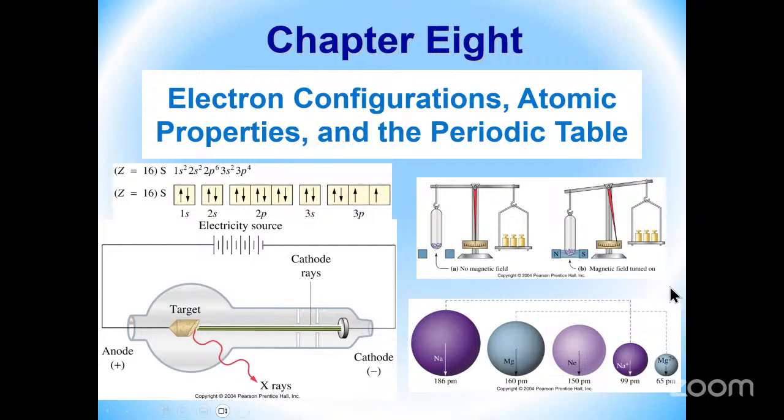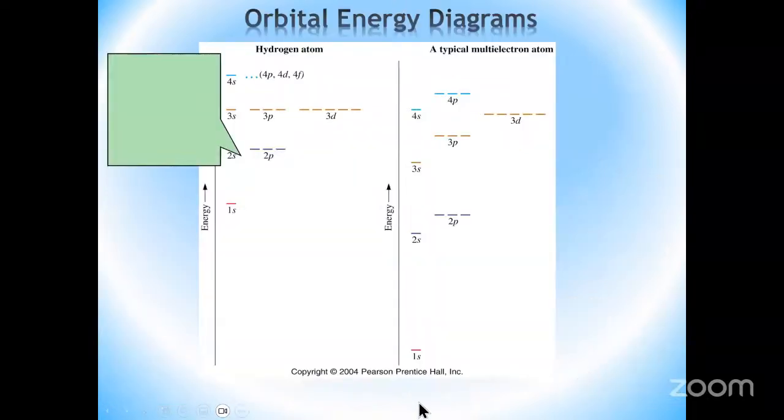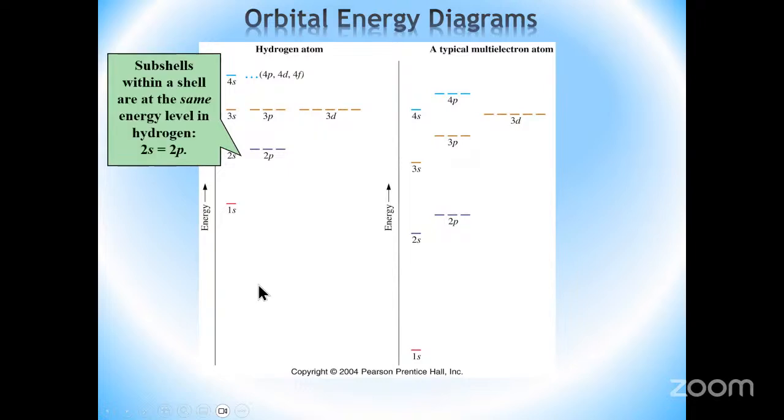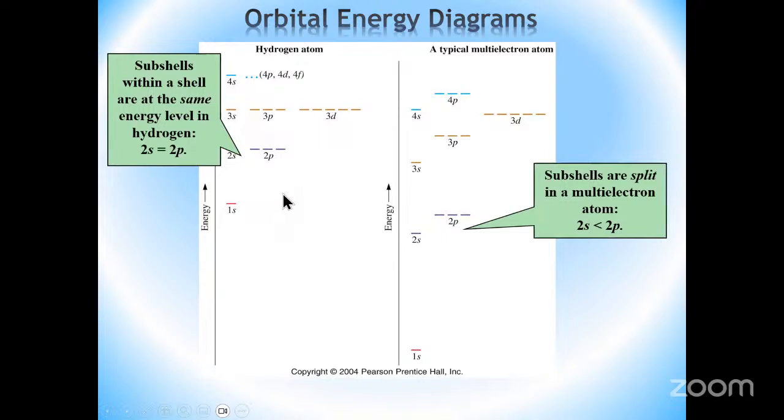So the diagram I'm going to show you here is a comparison between how the orbitals are distributed in the case of the hydrogen atom compared to a multi-electron atom like helium and other atoms, right? So let's focus on this side here. And basically what you'll find is that the orbitals are located within their respective shells. So you have the 1s orbital here in the first shell, and then you have the 2s and 2p in the second shell, and so on and so forth.